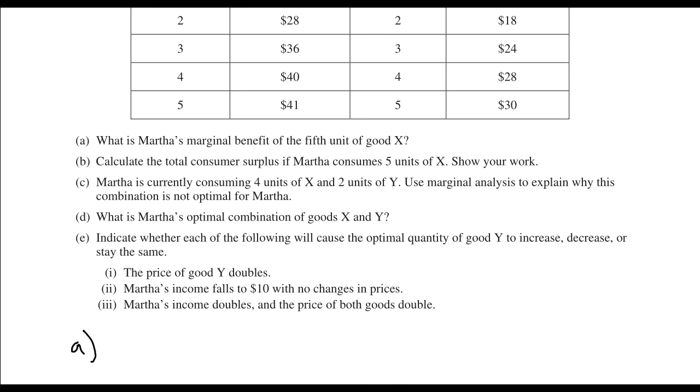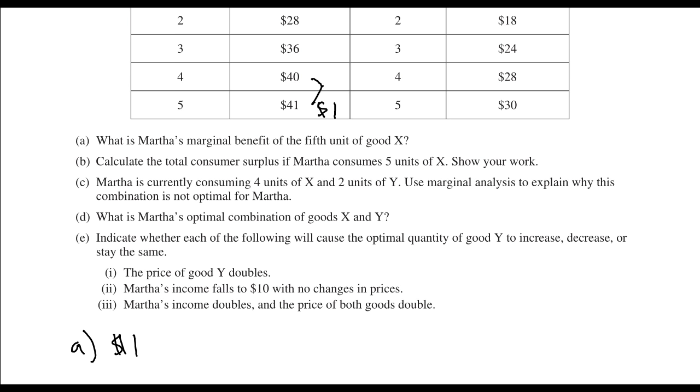So, part A, what is Martha's marginal benefit of the fifth unit of good X? Well, going from 4 to 5, her total benefit goes from 40 to 41, so her marginal benefit is, let's write that a little bit more standard, $1. And it just says state, so I don't think I need to explain.